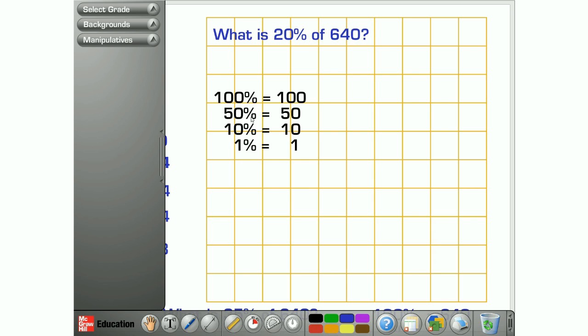Now 50% is half of 100. So that's if we had half the total. So if our total is 100, 50% of it would be 50. And all we've done is divide that by 2. So to find 50%, we divide by 2.